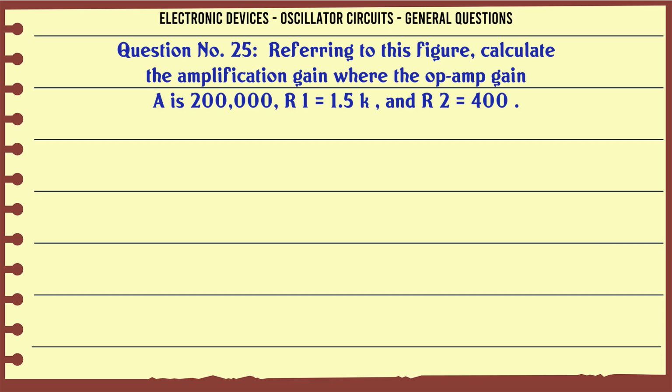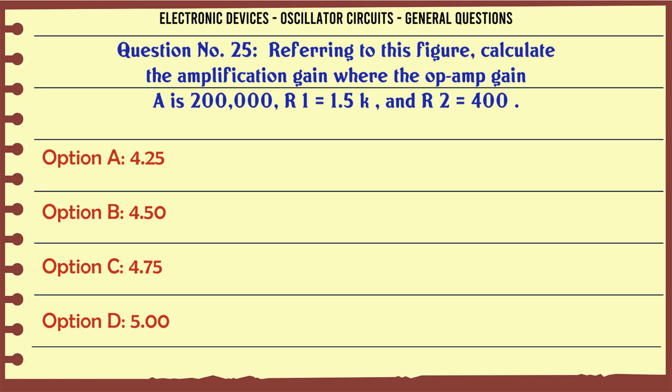Referring to this figure, calculate the amplification gain where the op amp gain A is 200000, R1 1.5k and R2 400.